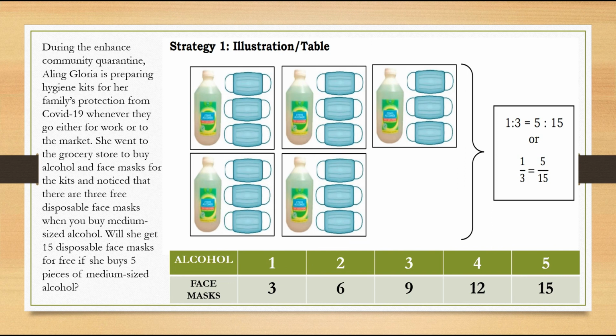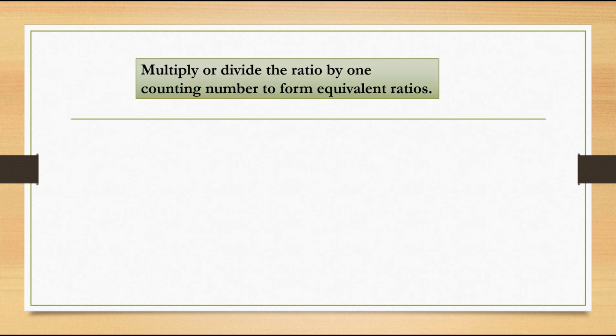So, we have here table. So, alcohol, nakita niyo yung mga numbers of alcohol, 1, 2, 3, 4, 5 sa taas. Then, yung face mask natin, so, we have 3, 6, 9, 12, 15. So, multiples lang yung ating kinuha para makuha yung ating equivalent or equal ratios. So, we multiply or divide the ratio by one counting number to form equivalent ratio.